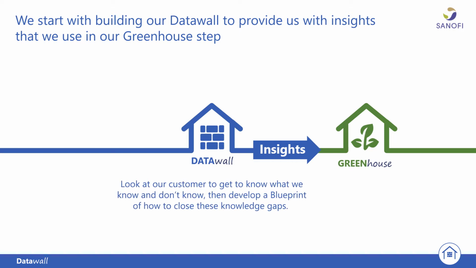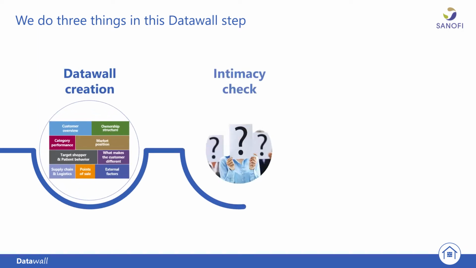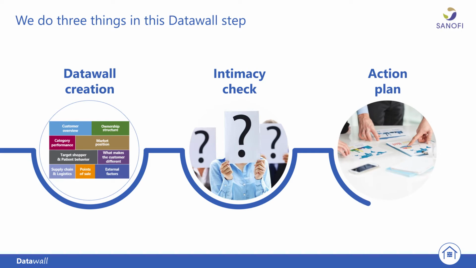So we find out what we really know and what we don't know, then develop a blueprint of how to close these knowledge gaps. We do 3 things in this data wall step: create the data wall, undertake an intimacy check, and develop an action plan which allows us to review and course correct. We should continuously update the data wall as we learn more about our customer and review it ongoing for new insights.